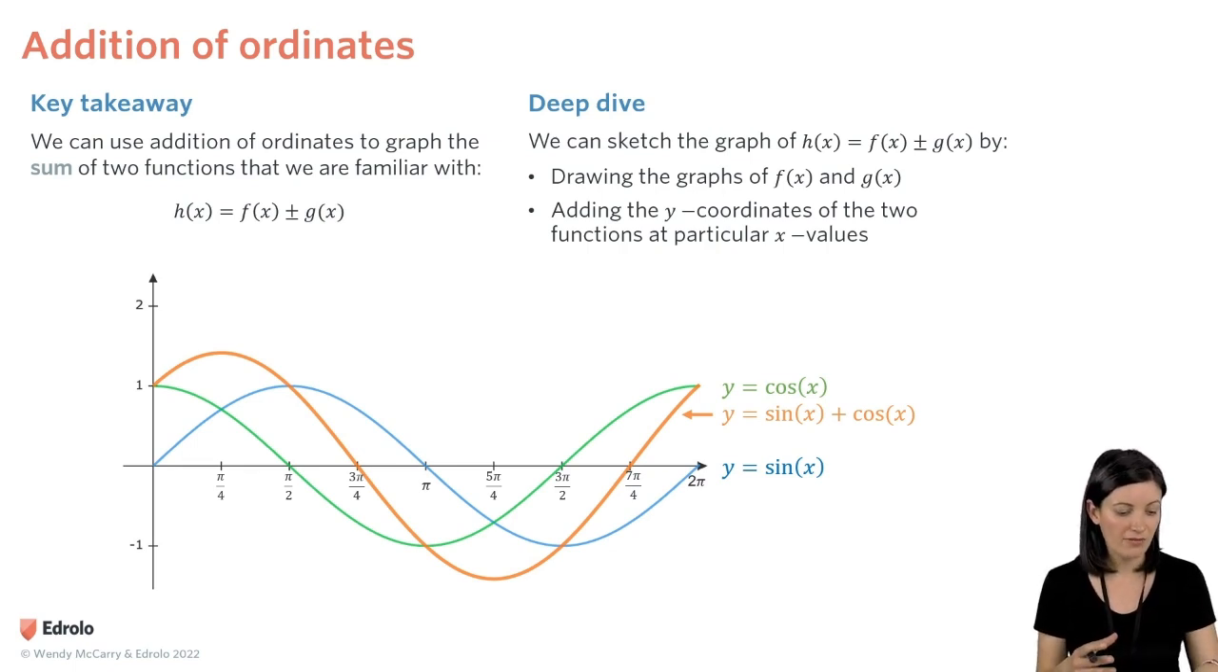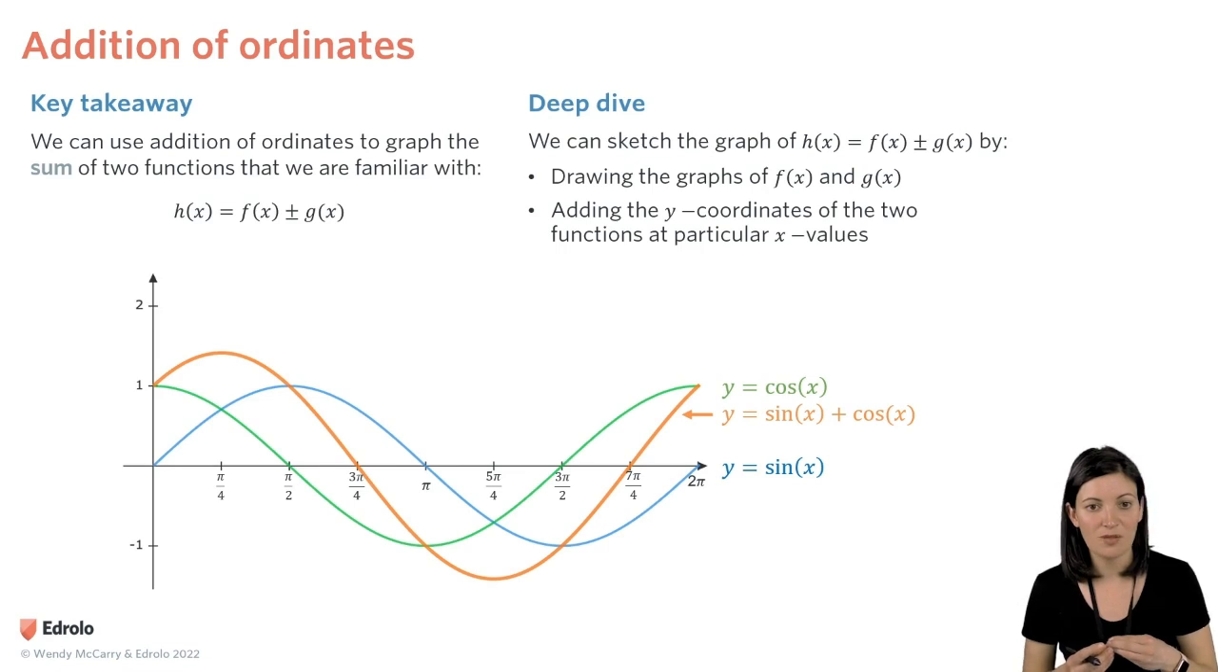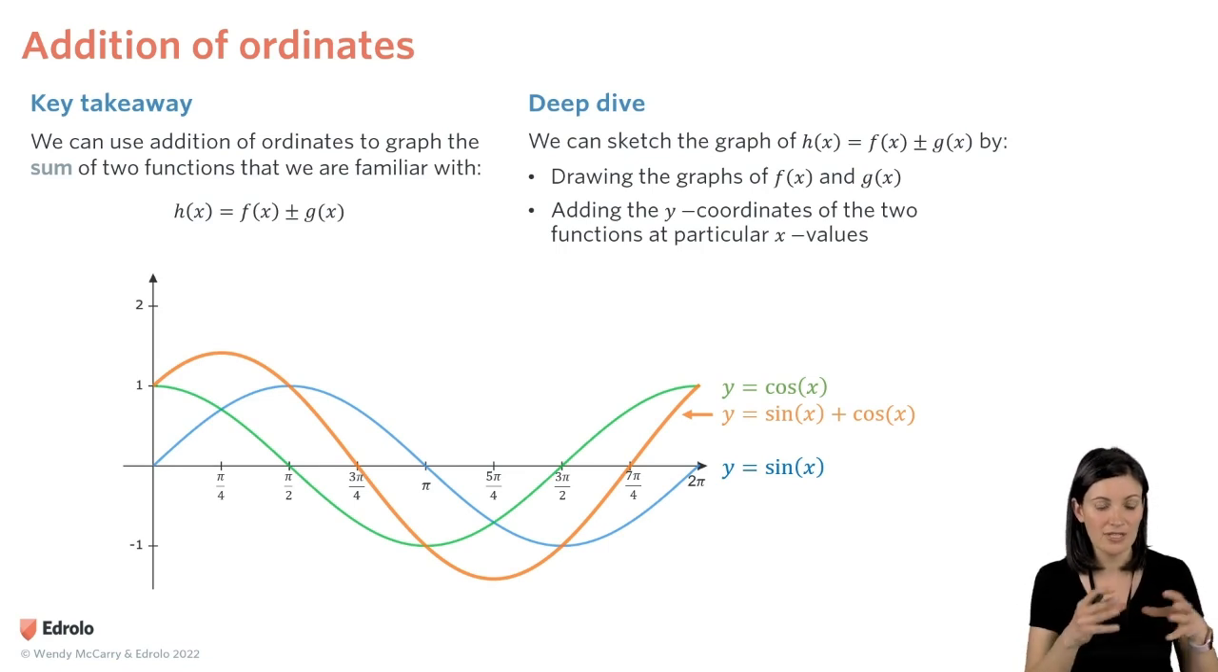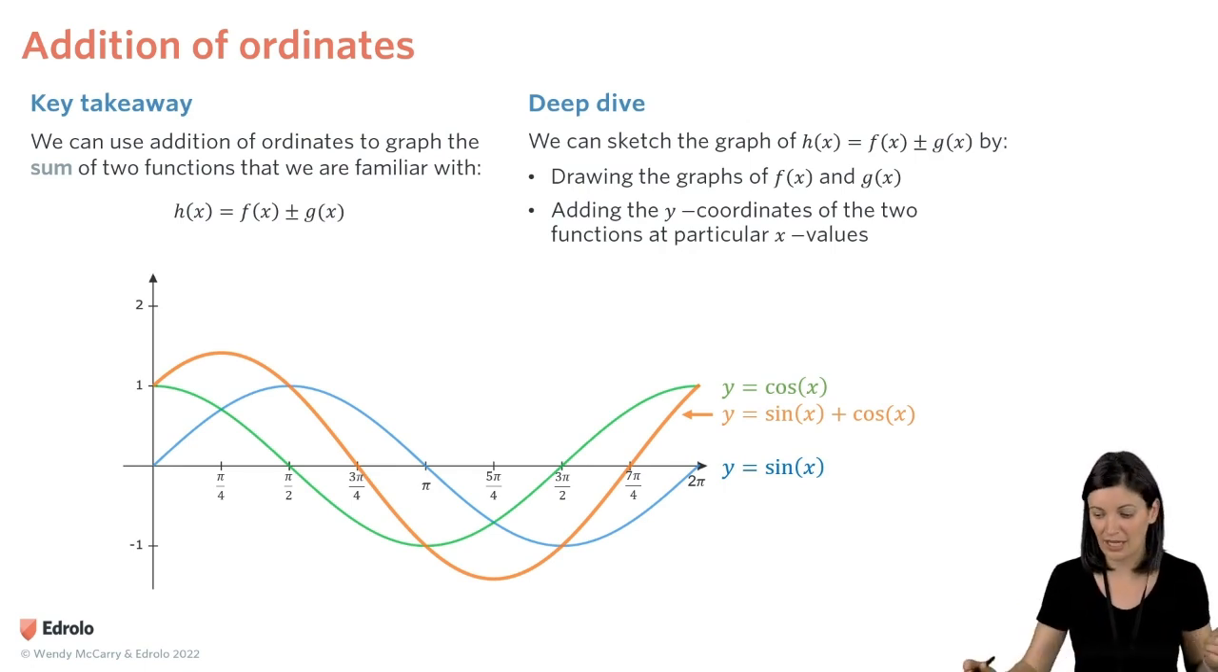So we can do f of x plus or minus g of x to get a new function, h of x. The way that we're going to do this is we're going to sketch the graphs of f of x and g of x, and then we just add the y-coordinates of the two functions at some particular or obvious x values. All right, let's take a look at that.